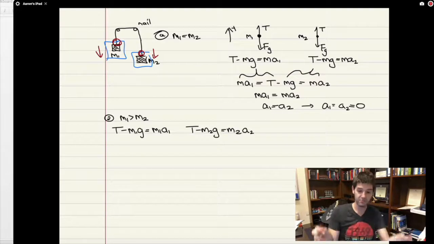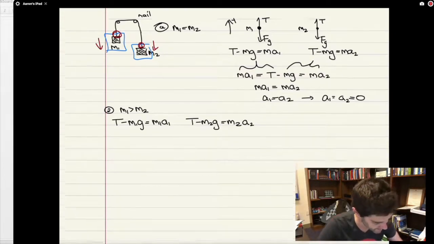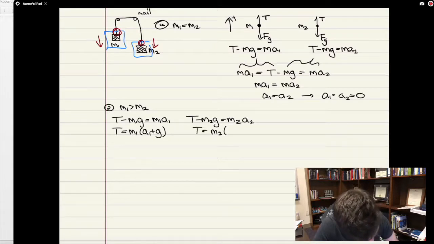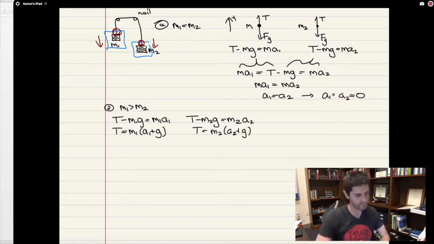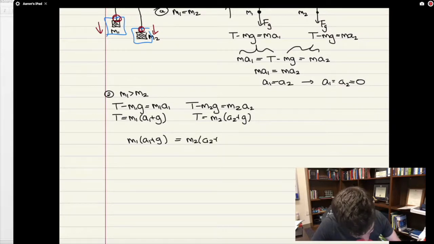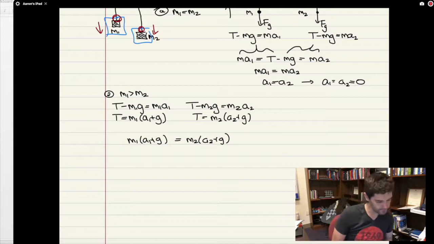But they're still connected by the same rope, and that tension is uniform throughout the rope. So there is that one thing that connects them, the tension. They both have the same value for the tension. So in this case, I could say T is M1 (A1 plus G), and here T is M2 (A2 plus G). Or if I wanted to connect them, they're both equal to T, so I could say M1 (A1 plus G) equals M2 (A2 plus G). Which gives us some relationship between the two accelerations, but it doesn't give us a value for them.